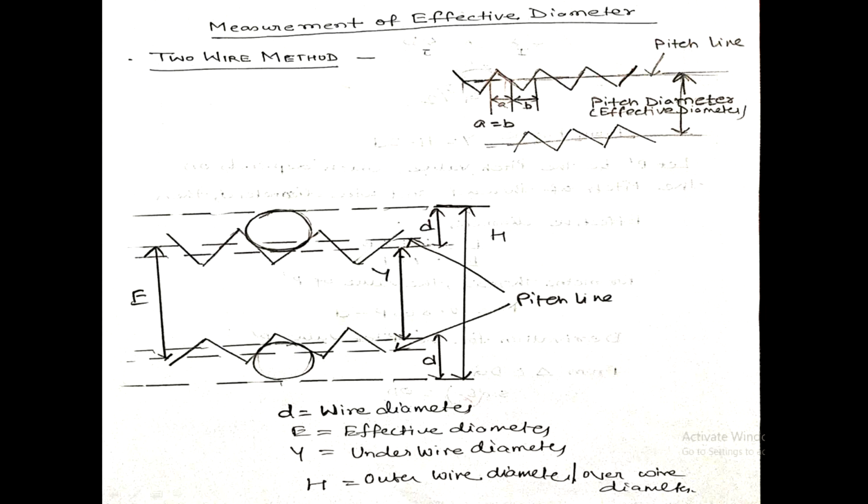We must know what is effective diameter. Effective diameter is often called pitch diameter. So what is pitch diameter? Usually we know that for a screw thread we have the helical grooves. Okay, this is your helical grooves.